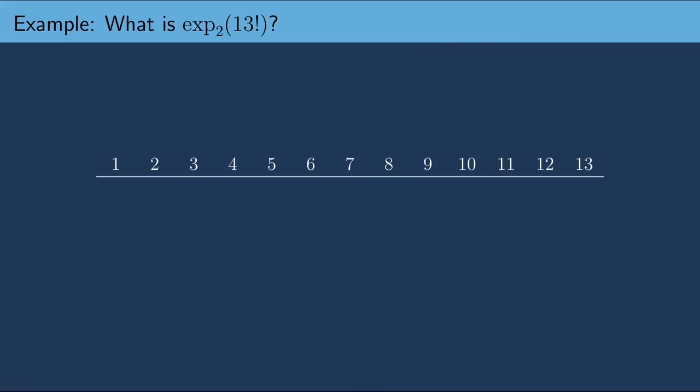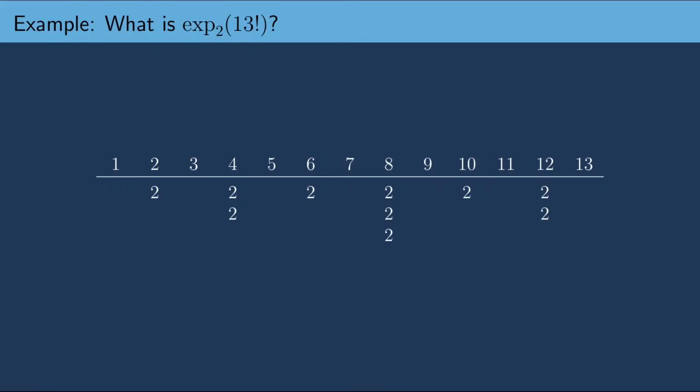For instance, suppose we want to figure out the exponent of 2 in 13 factorial. 13 factorial is, of course, just the product of numbers from 1 to 13, and each of these contributes some number of 2's to the prime factorization. The odd numbers don't contribute any, but 2 contributes 1, and 4 contributes 2, and 8 contributes 3, and so on.